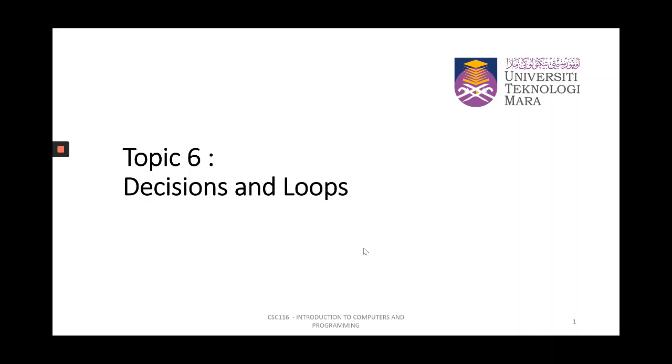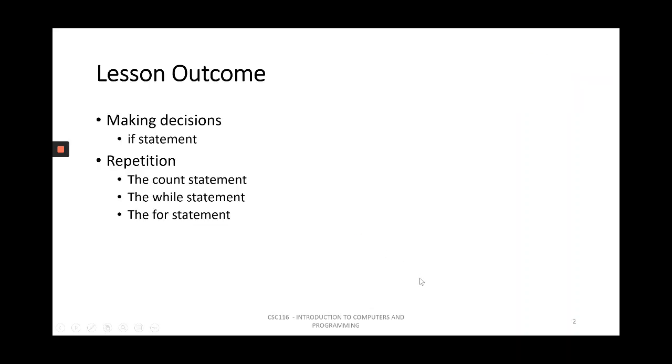Today we continue on the second part of topic 6, which is repetition. So this is the outcome for repetition, for making decision and repetition. Making decision we have learned in the previous topic, so for today we will continue on repetition. Under repetition we have three types of statement: the count statement, the while statement, and the for statement.